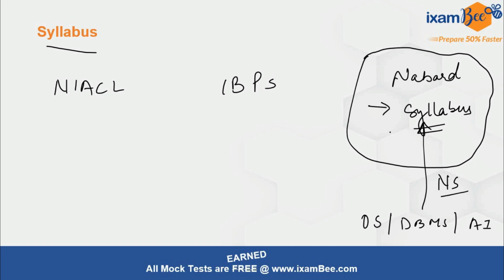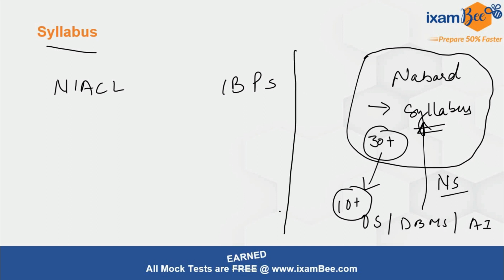Under the NABARD syllabus, they have given more than 30 chapters that you have to understand and read. But in the actual exam, if you look at previous years, you will hardly get questions from more than 10 topics. So you need to understand all the topics, but in detail, you need to understand only about 10 topics. This was about NABARD, because NABARD gives out a syllabus in printed format.